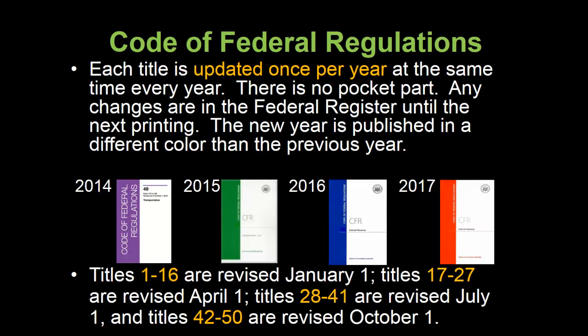Each title of the official government CFR is updated once per year at the same time every year. There is no pocket part. Any changes after the update are in the Federal Register, which is updated daily until the next printing. To indicate the new yearly publication, the Government Printing Office uses a different color on print volumes for every year. The schedule of updates for each of the titles is listed on the slide. The titles are updated every year on this same day.